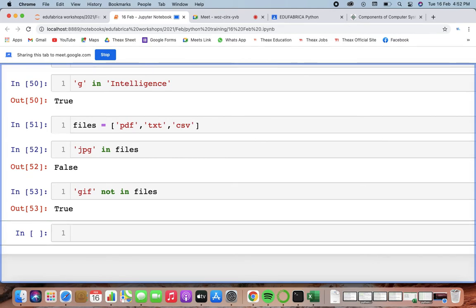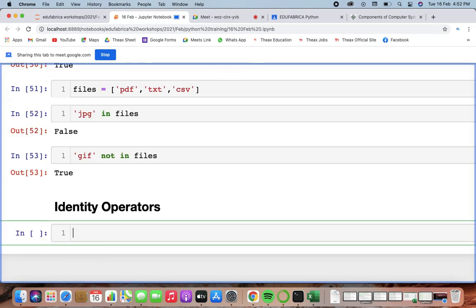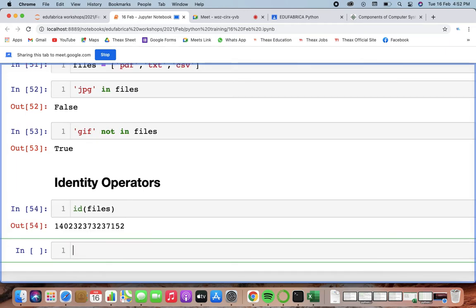So let's write it here. Identity operators. They are of two kinds, right? The very first thing is to understand how to find the location, first of all, right? How to get the location of any such variable. Let's say files. Files has a memory location. How will you find it? The ID of files, very simple, you can get it from there. So is and is not are there to get it easily done, right?